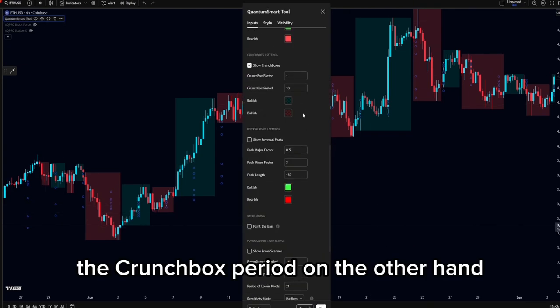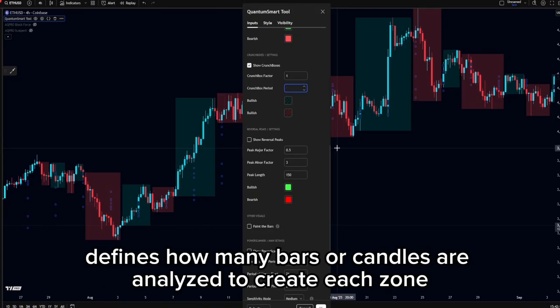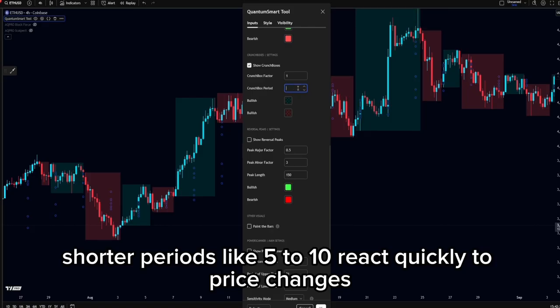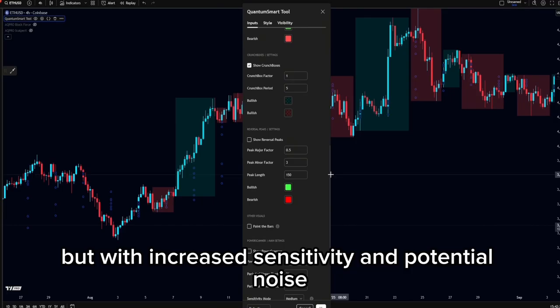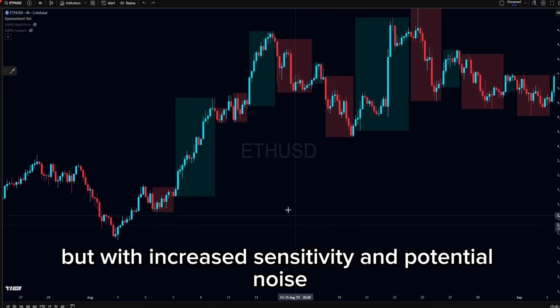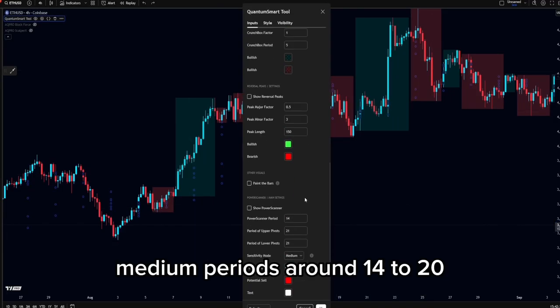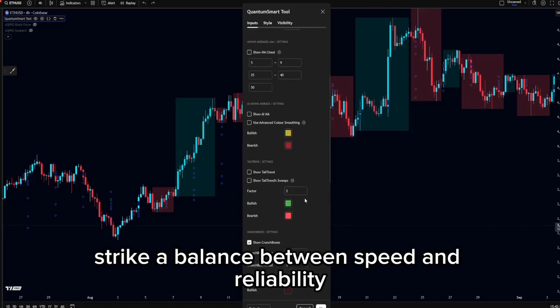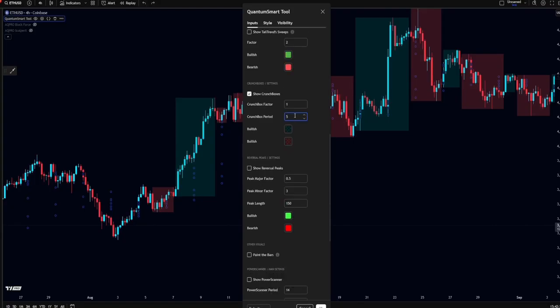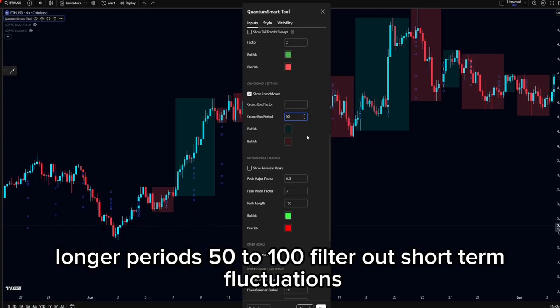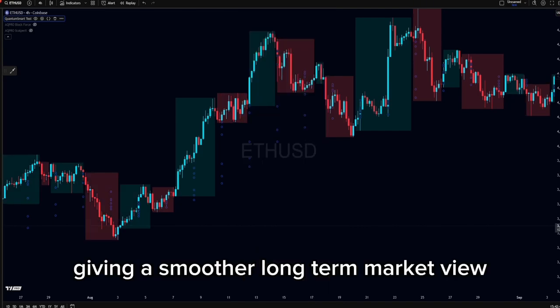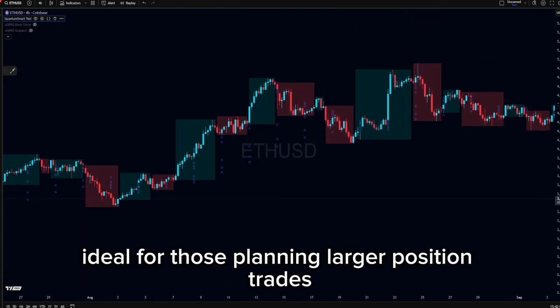The crunchbox period, on the other hand, defines how many bars or candles are analyzed to create each zone. Shorter periods, like 5 to 10, react quickly to price changes, offering more signals, but with increased sensitivity and potential noise. Medium periods, around 14 to 20, strike a balance between speed and reliability, making them great for swing traders. Longer periods, 50 to 100, filter out short-term fluctuations, giving a smoother, long-term market view, ideal for those planning larger position trades.